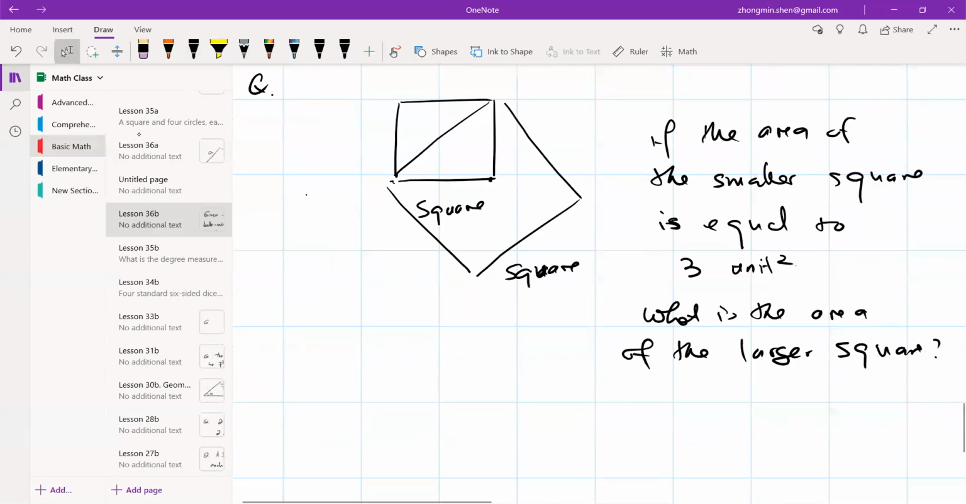Okay, you know you have 2 squares, right? The largest square, the side is the diagonal of the smaller square. Okay, Kevin says 9. Any different answers? Oh, Alan says 18 square units.